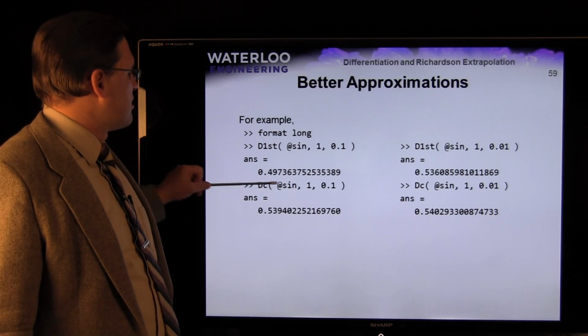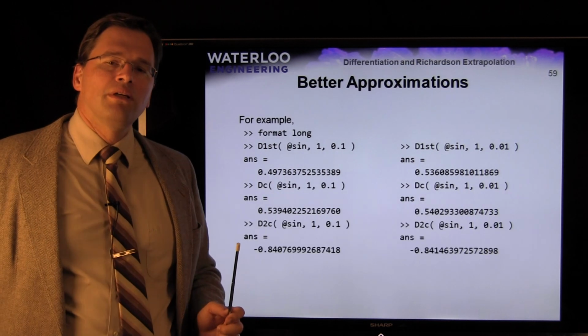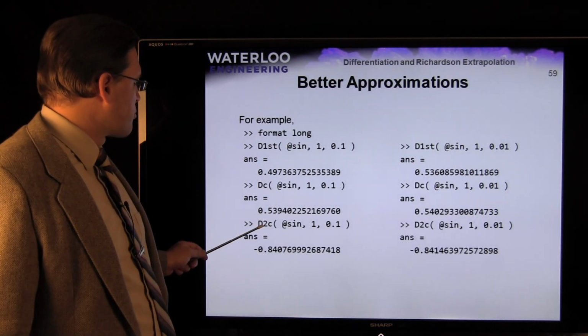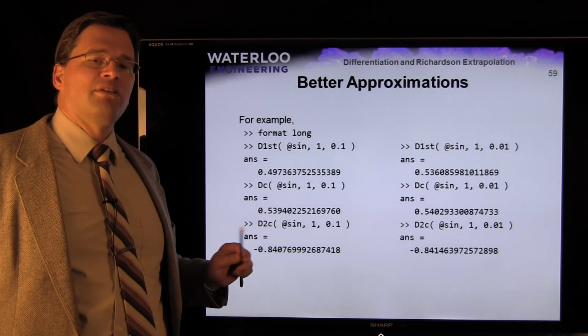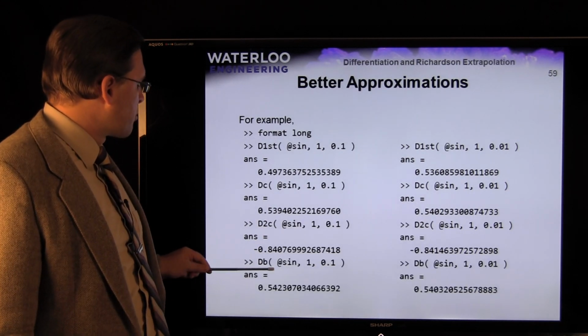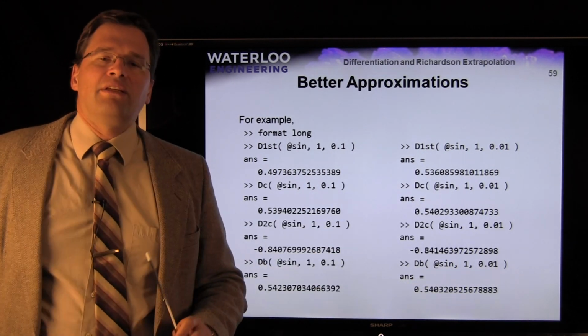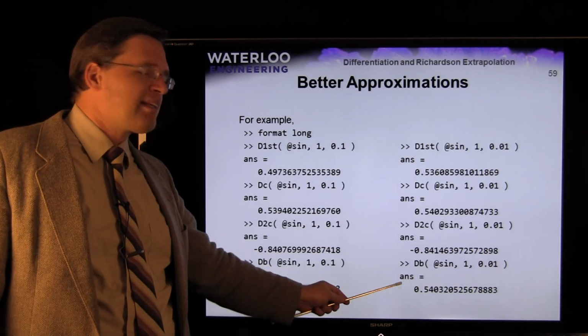Again, with the centered divided difference formula, we get slightly better answers. We can also calculate the second derivative using the centered divided difference formula, and we can also use the second order backwards divided difference formula. All of these, your functions should return exactly these values.